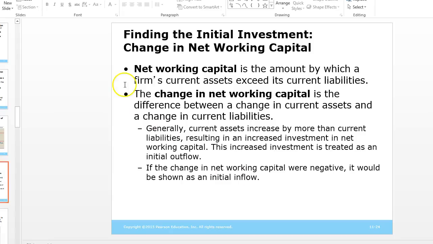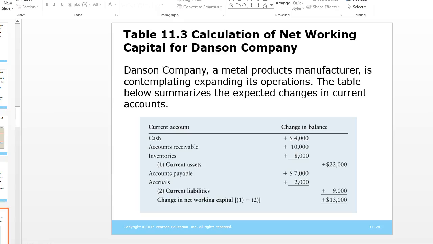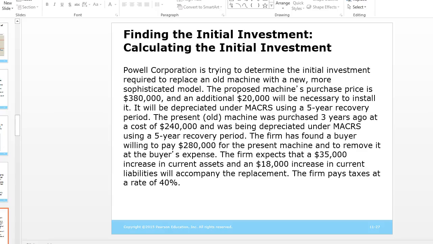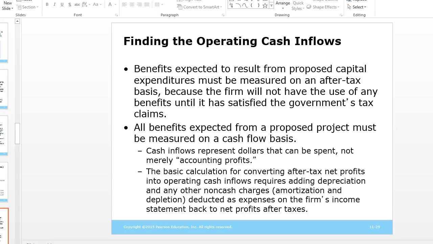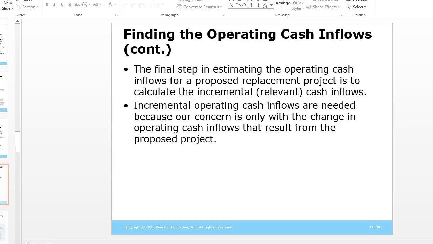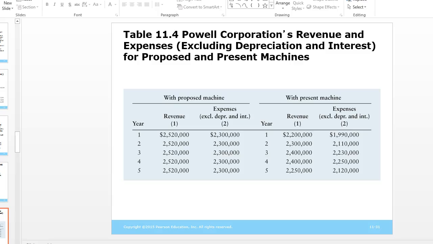All right, and as I mentioned already with net working capital, this slide tells you about changes in net working capital, whether it's a positive or a loss. And here's an example slide, table 11.3 of net working capital. And here's the final initial investment calculation for you to go through on slide 27. And they go through the whole thing on slide 28 again. And then we move on to the operating cash inflows.